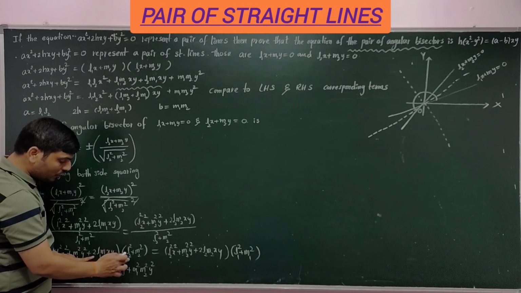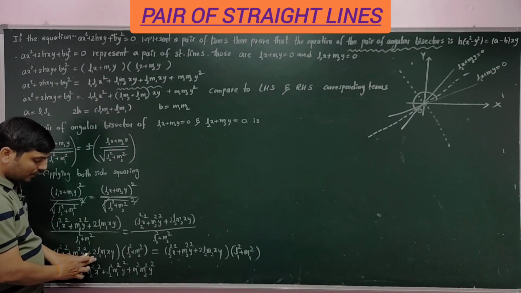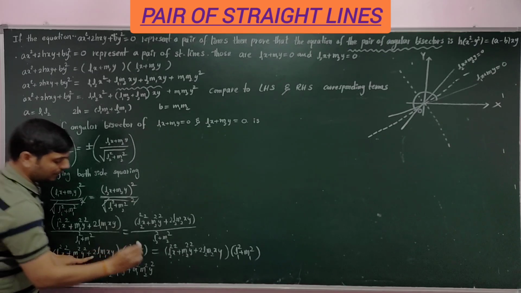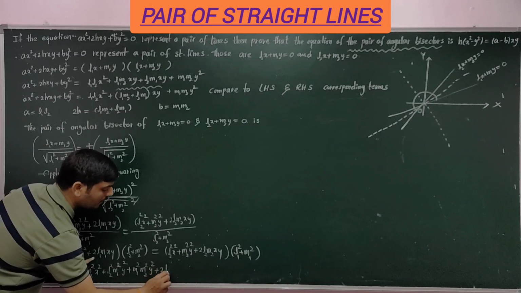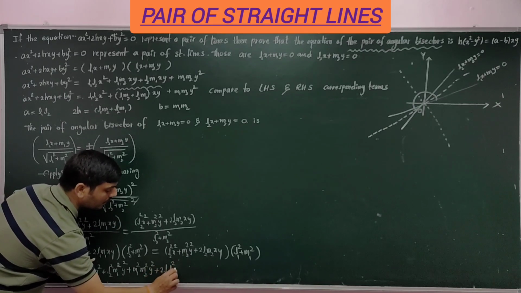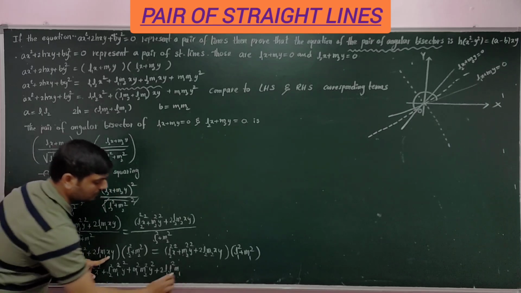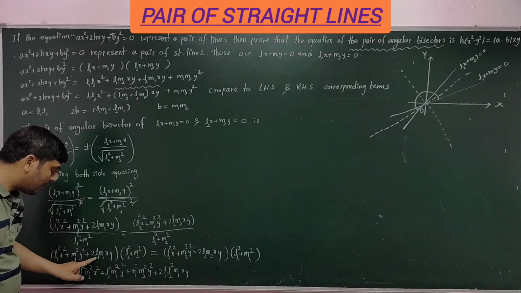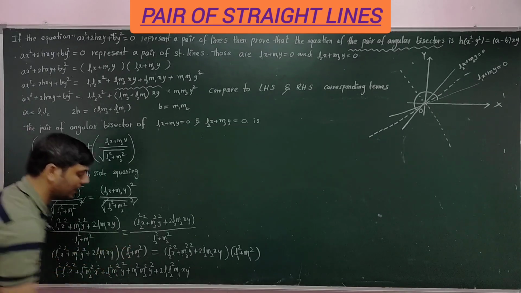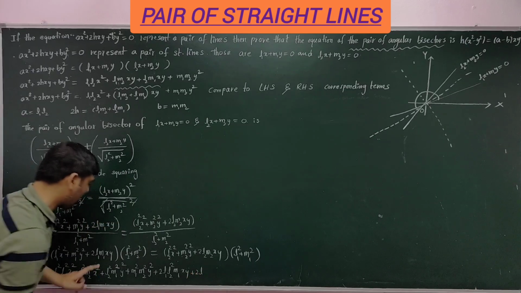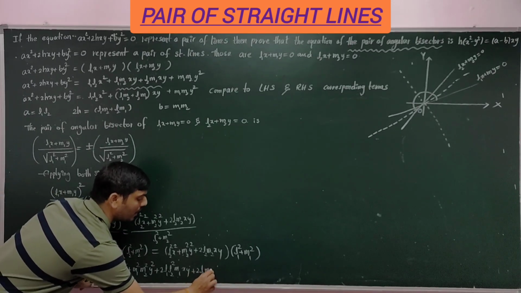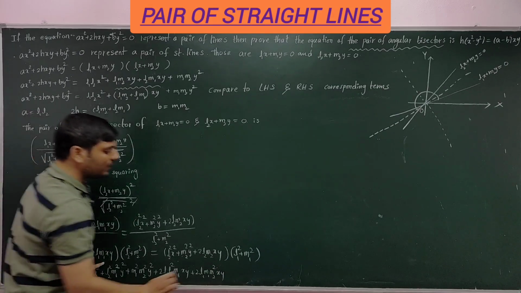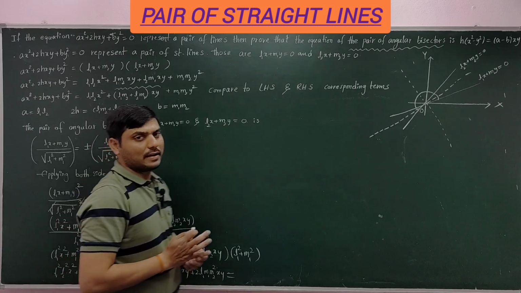Now the last term is multiplied to both terms. Here you write in the order 2 L1 L2 square m1 xy, plus 2 L1 m1 m2 square xy. Same term multiplied to the last term: 2 L1 m1 m2 square xy. Now the left side terms are completely clear.